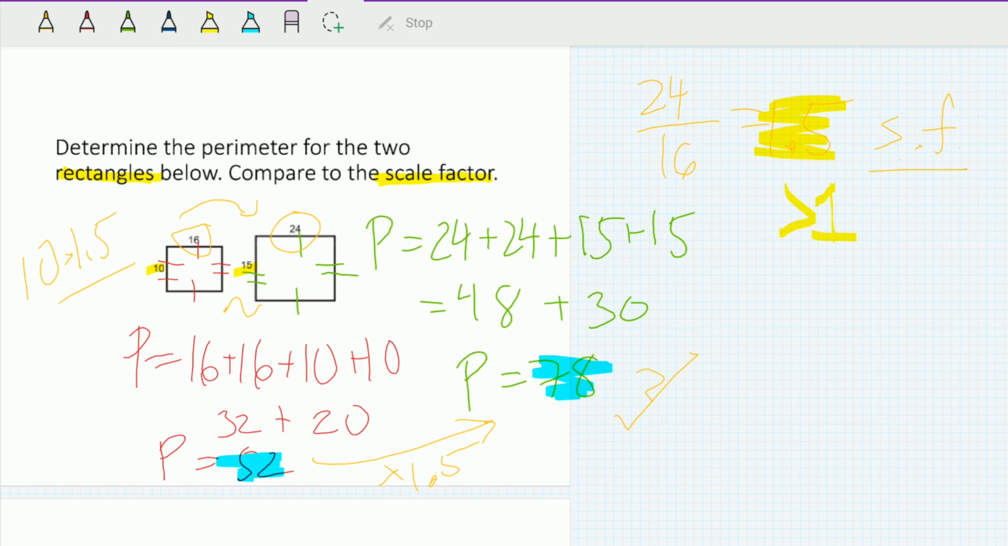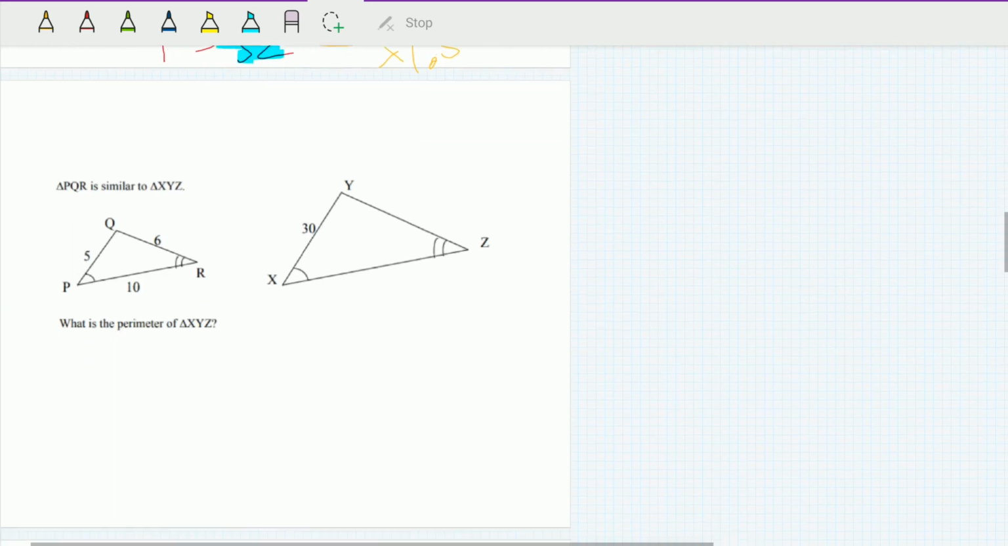This is the example that shows you why it's actually true with two very basic shapes. In another video, it's actually going to be the proof. But for right now, this is what you just need to know. So the scale factor works for sides and also for perimeter. That is the biggest thing.